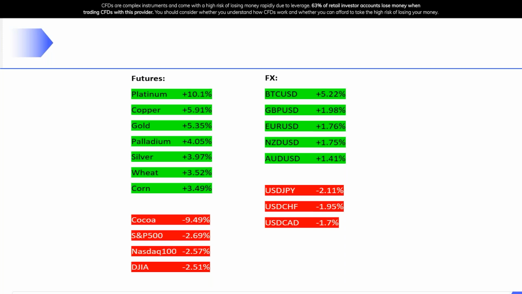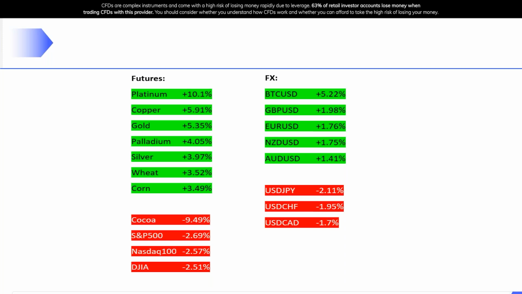The Forex, as you know, we had the big move in Bitcoin against the dollar, so up 5%. Since then, I think we went down a little bit. We'll take a look at the charts. Major currencies had a big move against the dollar. That just tells you the dollar is getting weaker. It's a huge concern over debt and other things. Pound almost 2% higher. Euro 1.76%, New Zealand dollar 1.75, and Aussie up 1.41.